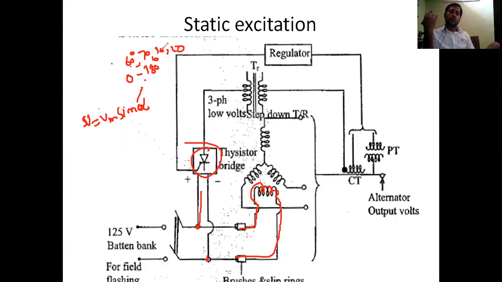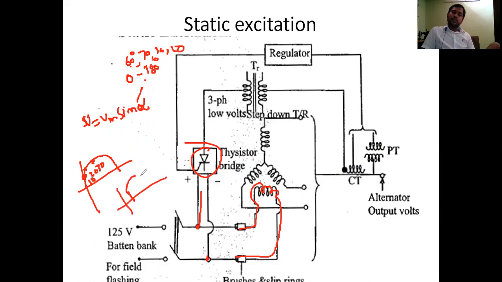For example, if the load requires more reactive power or more voltage, the thyristor should turn on at lower angles, as you can see here. So 10 degrees or 20 degrees or 30 degrees. So you will get the exact output, 30 degrees output or full output like that. Nothing but output can be controlled. The field current will be controlled by using the thyristor bridge rectifier.